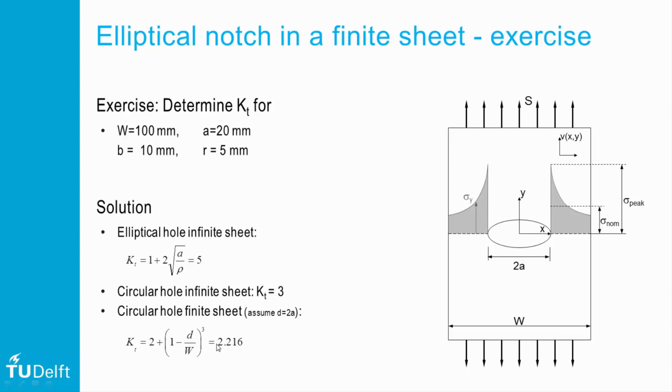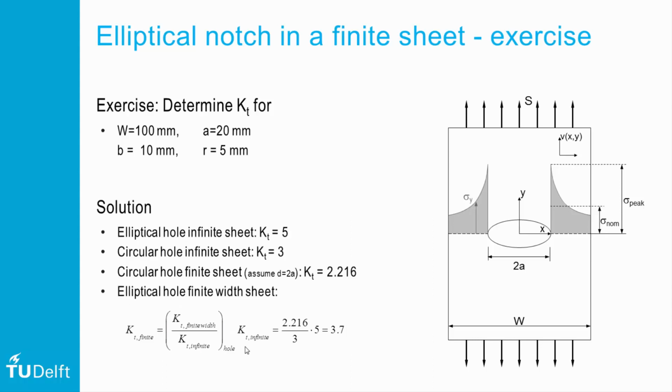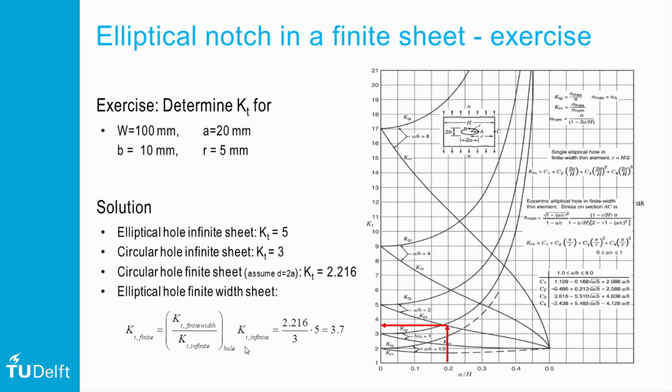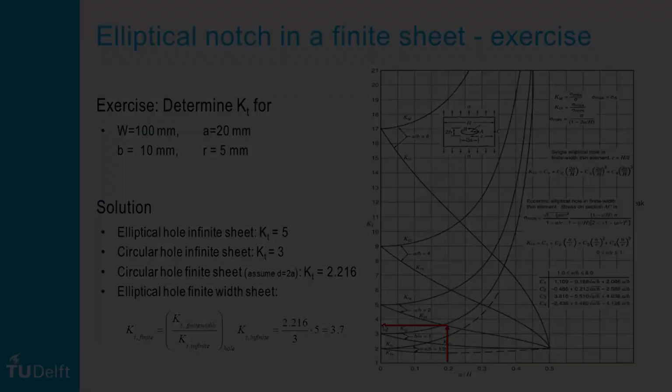So assuming the same ratio of elliptical over circular notch for infinite, I can take the ratio of 2.2 divided by 3 times the KT of 5, and that gives me a stress concentration factor of 3.7. Okay, this is an approximation, but how close are we? So if we look up the chart in Peterson, for example, for the given dimensions of this problem, and we look up what the stress concentration factor is supposed to be, then we are fairly close. Although this is an approximation, it's a very good approximation.